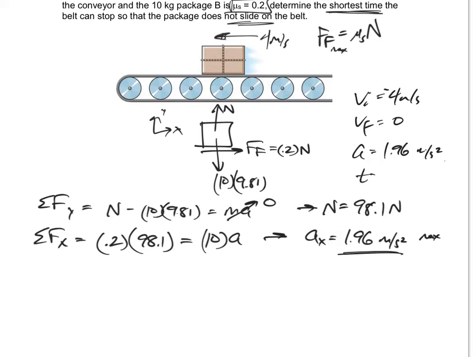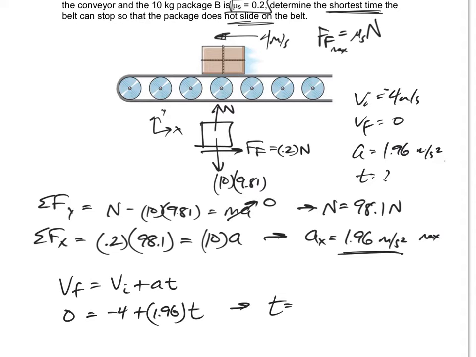And so what is the time? Time is what's really being asked for. Using the constant acceleration equation, Vf equals Vi plus At. So V final is 0, equals negative 4 plus 1.96 times t. And from that, we get a time of 2.04 seconds. And that is what it was asking for.